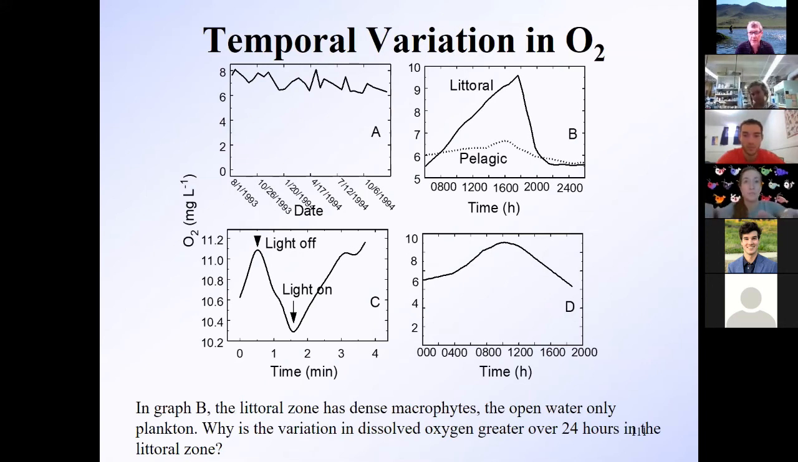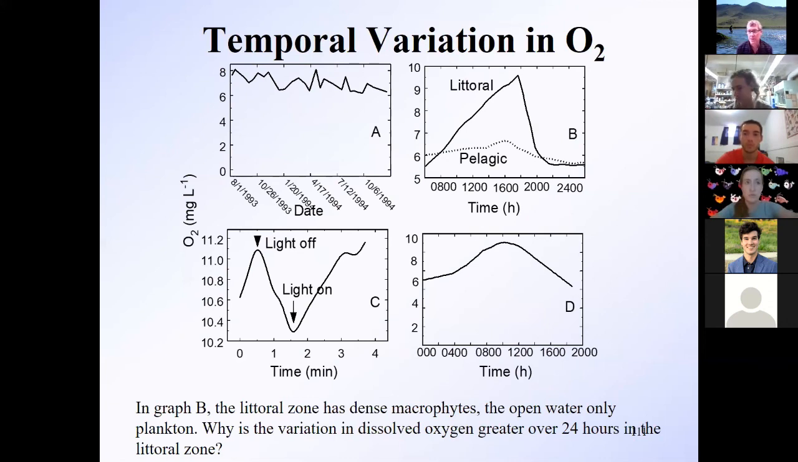So, dense macrophytes as opposed to plankton. How do you think that relates to the bigger swing of oxygen in the littoral zone in panel B than the pelagic? Right, Tom, photosynthesis does cause O2 spikes during the day in the littoral zone. That implies, though, that there's more photosynthesis, right? You get a bigger burst of photosynthesis.